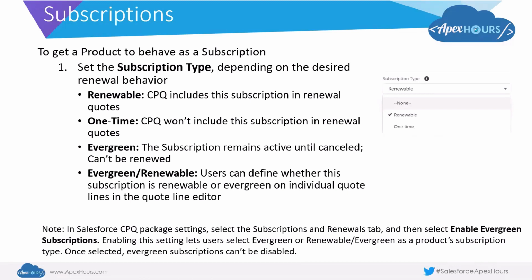So one thing to note here is in Salesforce CPQ package settings, you need to select the subscriptions and renewals tabs and then select enable evergreen subscriptions. So enabling this setting lets users select evergreen or renewable/evergreen as product subscription type. Once selected, evergreen subscriptions cannot be disabled. You will still be able to remove those values from this pick list so that you can prevent users from selecting them. If this setting is not enabled, you would see subscription type show just renewable and one time, as you see in the screenshot here.